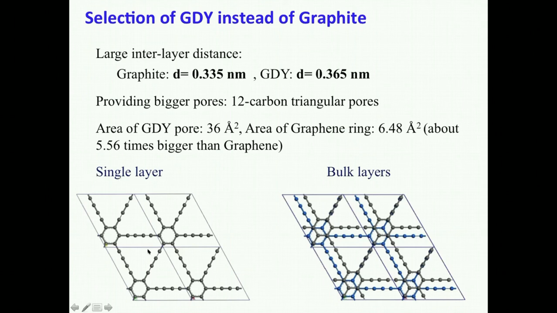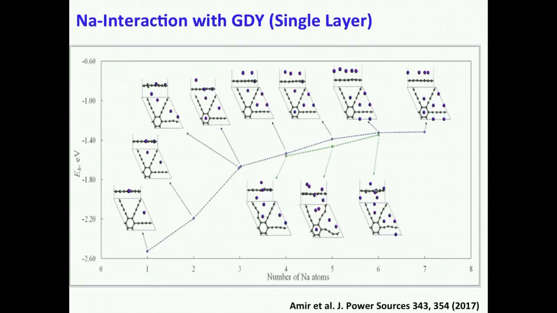And this is a single layer, and this is a bulk layer of graphdiyne, which we used for the sodium ion batteries. The first main thing is the binding: the binding of a single sodium, 2, 3, 4, and so on. The binding should be appropriate. Again, the criterion is the same: they should not form clusters. When the sodium interacts with the sheet, it should interact with appropriate binding energy. At least the binding energy should be stronger than the cohesive energy.